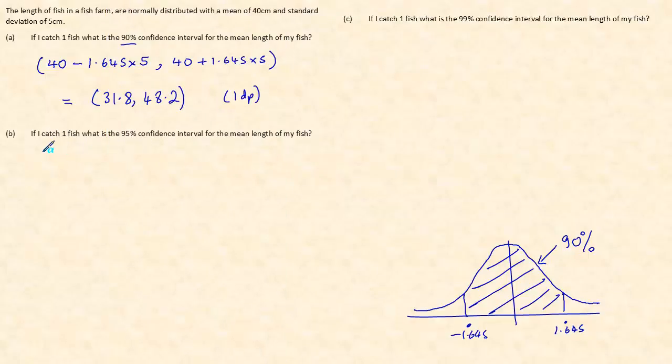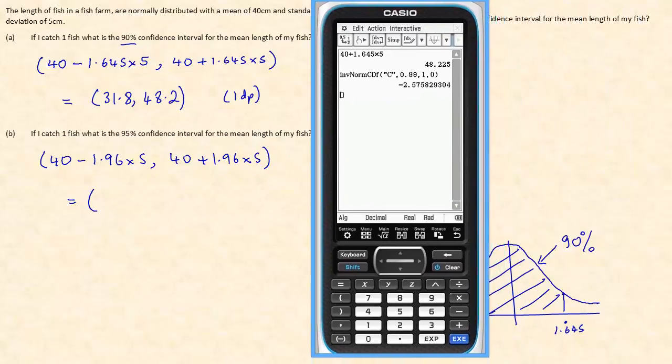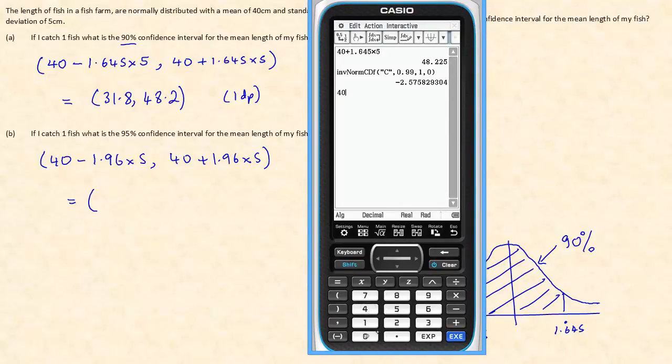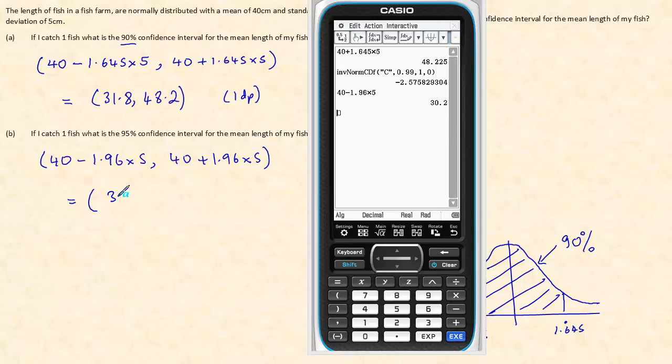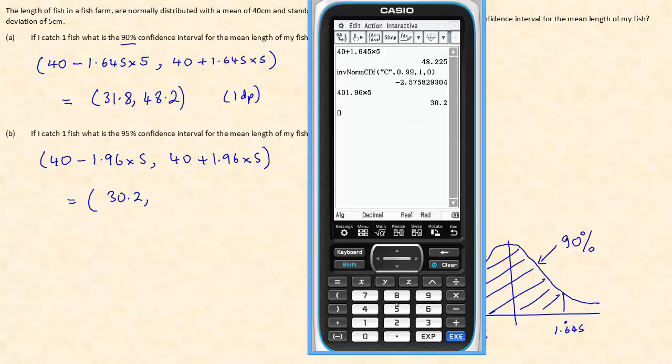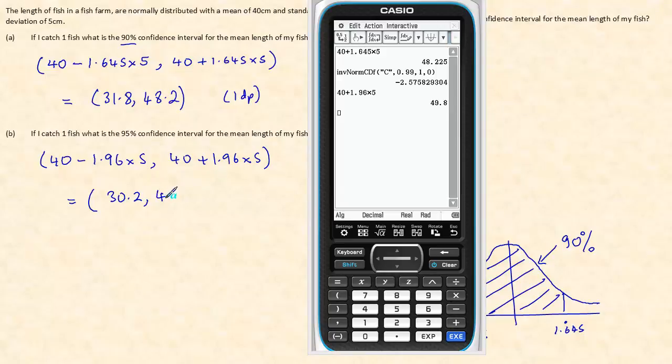So for the 95% confidence interval, mean take away 1.96 times 5, 40 add 1.96 times 5, and we'll work that out. So we've got 40 take away 1.96 times 5, which is 30.2, and then we want it with the plus as well, and that's 49.8.